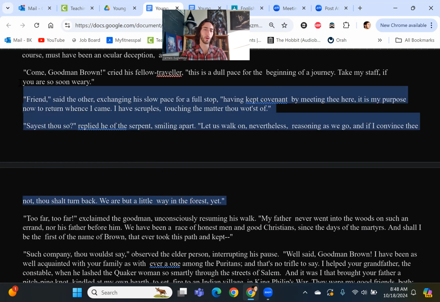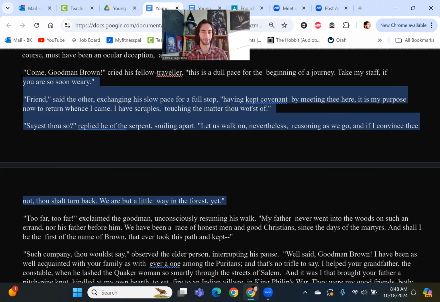Okay. So at this point, we see what? They're going to do something bad. We already know this. This guy is very clearly adopting the role of the tempter, of the instigator, right? He wants to kind of seduce Goodman Brown into going further and further into the forest. The narrator refers to him as he of the serpent. He has a serpentine staff. He was seated at the base of a tree.